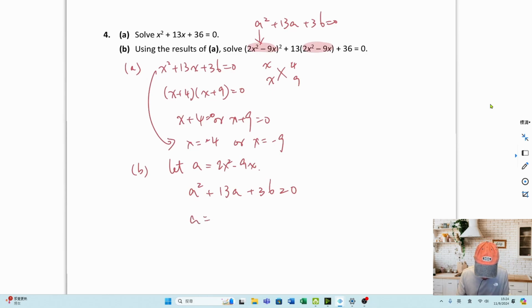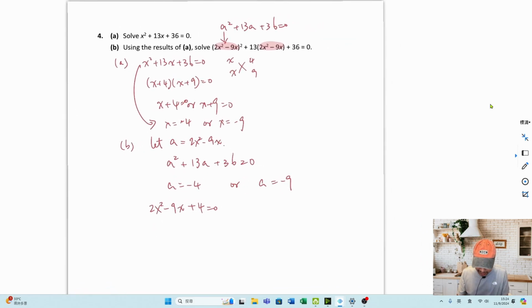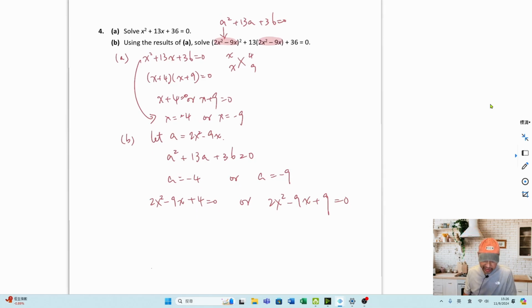So a is equal to negative 4, or a is equal to negative 9. We substitute back into the equations. So 2s squared minus 9s plus 4 is 0, and the other one, 2s squared minus 9s plus 9 is 0. Okay, then we solve the equations with a calculator. We have done the calculator thing. s is 4, or s is equal to 1 over 2.